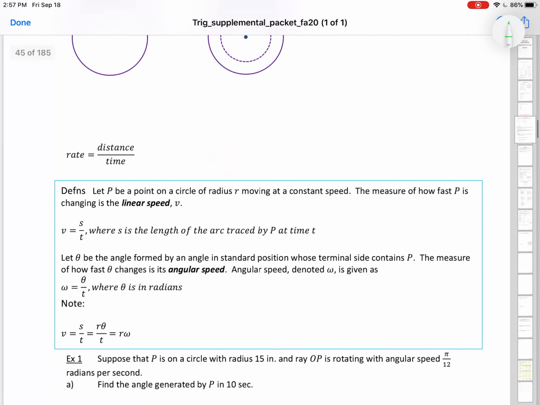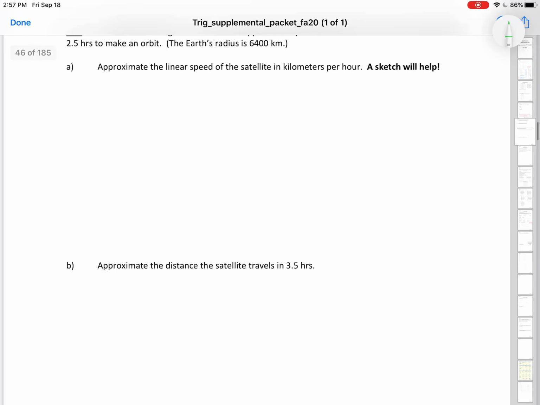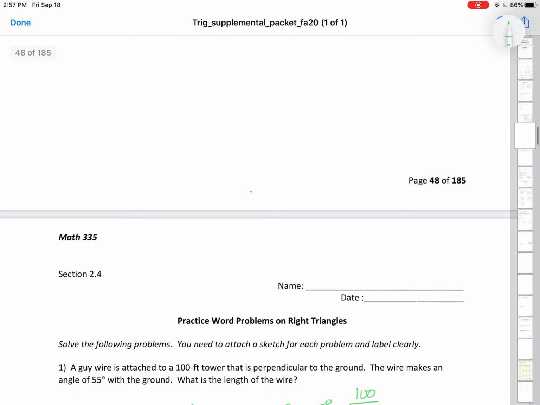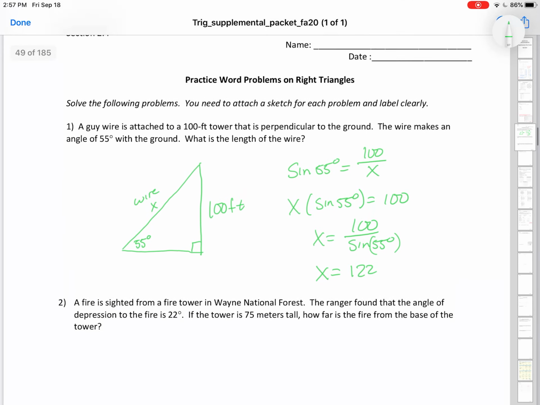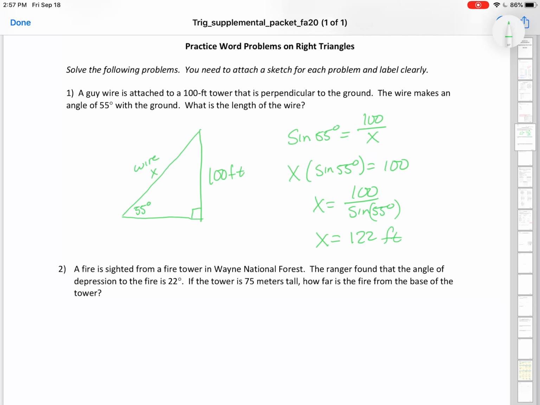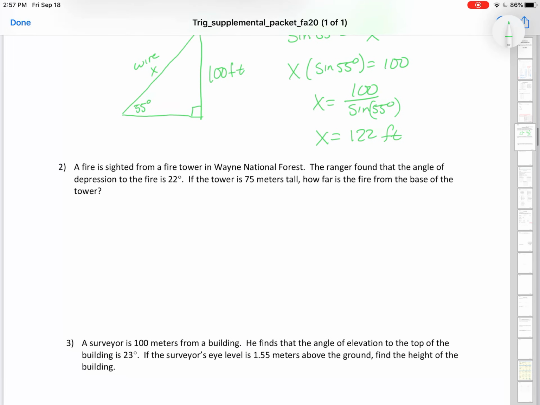Sorry. I really apologize for that. I keep hitting that thing on the side. But it's not worth it to start over. 122, and everything was in feet. So I'll try to be more aware of where my hand is.